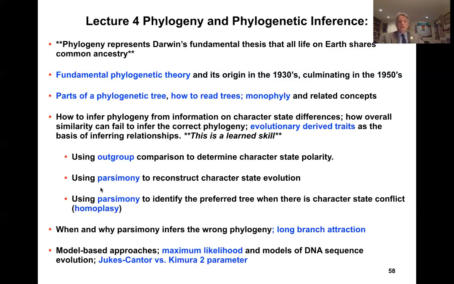You should know when and why parsimony infers the wrong tree. In the case we talked about in this lecture is long branch attraction. And then think about model-based approaches of inferring phylogeny, maximum likelihood, but more specifically, be able to think about models of DNA sequence evolution, such as the Jukes-Cantor and Kimura two-parameter model.